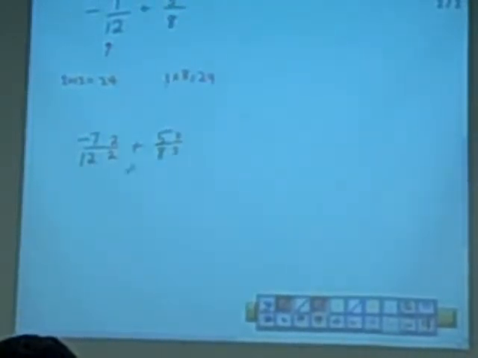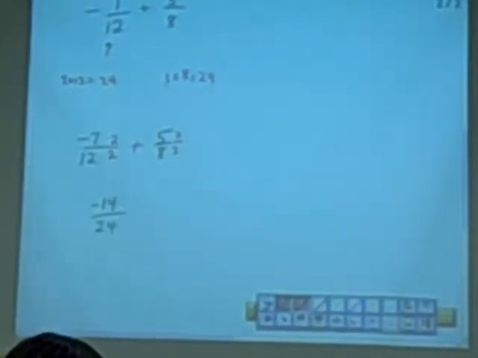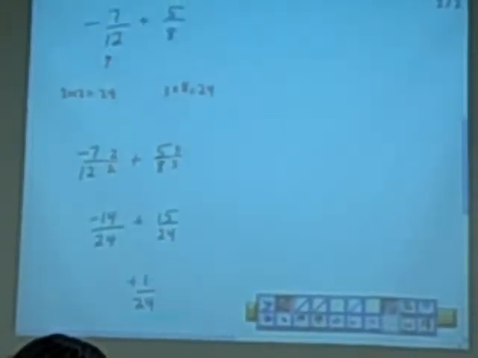Alright? So now we multiply 2 times -7. That gives us what? -14 over 2 times 12, 24. Plus 5 times 3, what's that? 15 over 8 times 3, 24. So now we have a -14 and positive 15. So is that going to give us a plus or minus for an answer? Plus 1 over 24, right. Okay, and that's our answer. Okay, any questions with that?